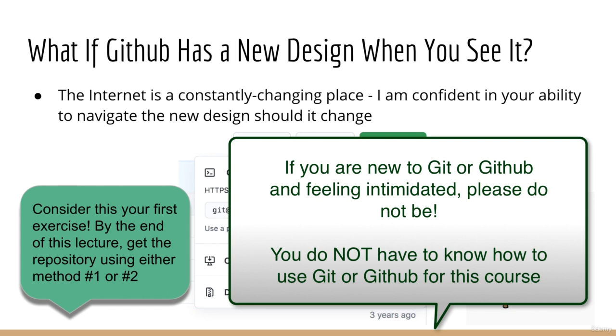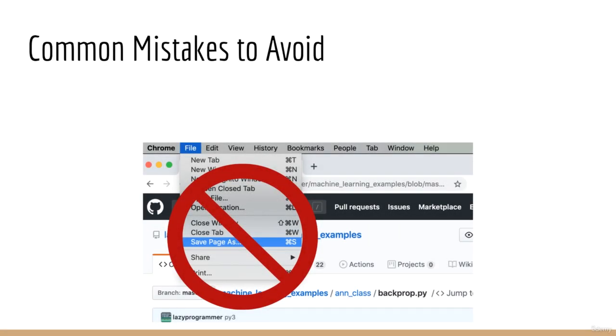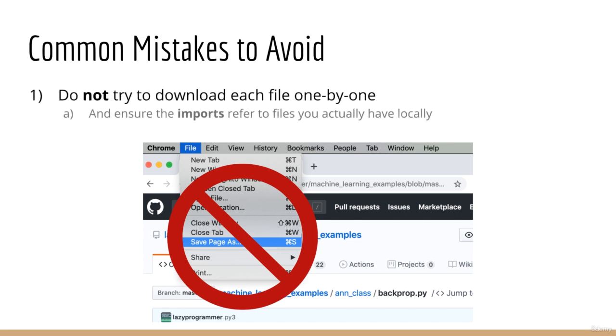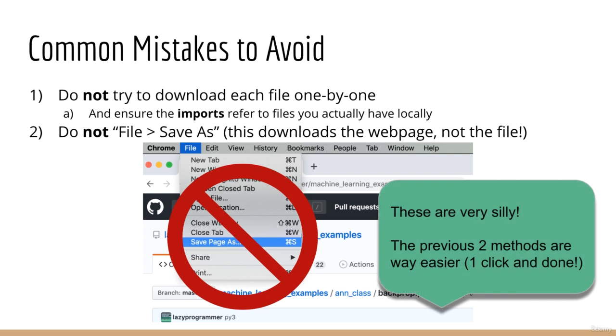Now, please note that if you're new to Git or GitHub and you find yourself a bit intimidated, please do not be. You do not have to know how to use Git for either of the previous 2 methods. Now, here are some things you should not do that I've seen several students do in the past. Number 1, do not try to download each file one by one. As mentioned previously, this is not the way to use Git. Number 2, on a similar note, do not go to File and Save As. This is not how to download files from GitHub. Doing this will download the web page to view the file, not the file itself. In fact, number 1 and number 2 are very silly, because they actually take a lot more effort than simply using either of the methods I mentioned earlier.